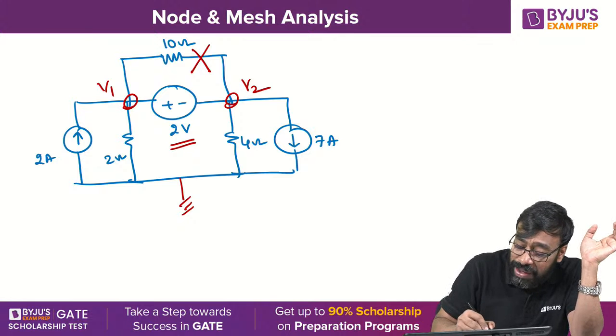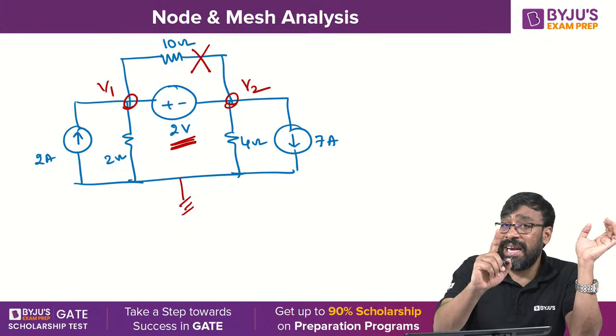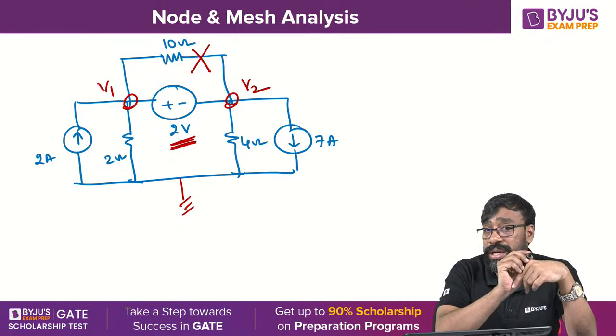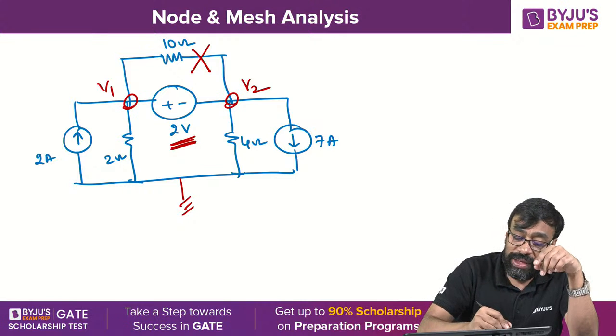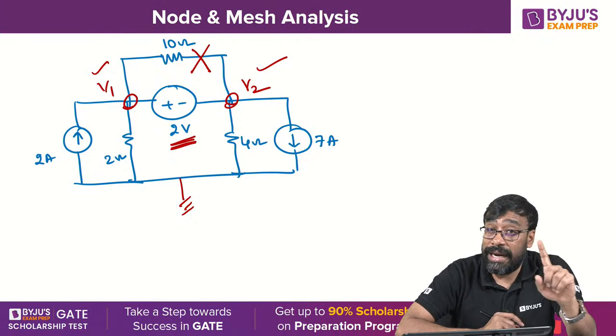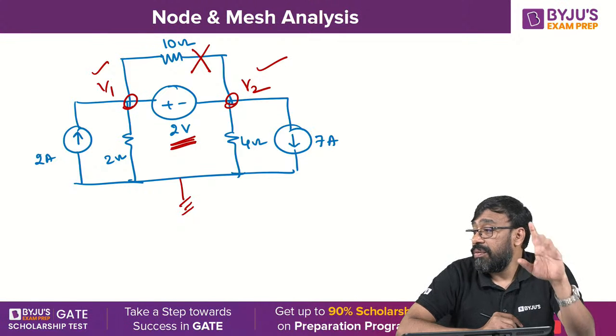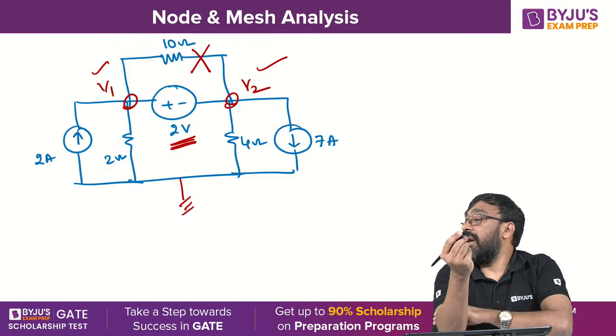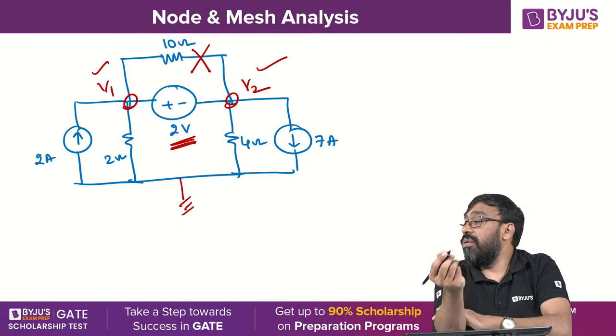But while finding the power of these 2 volts, you can't neglect it. Again, you have to come back to the original circuit. Only for finding V1 and V2 can you neglect it, but for finding the power, you can't neglect it. You understand, okay? Very good, Ravi Shankar. Chandu, very good. Vikram, very good.